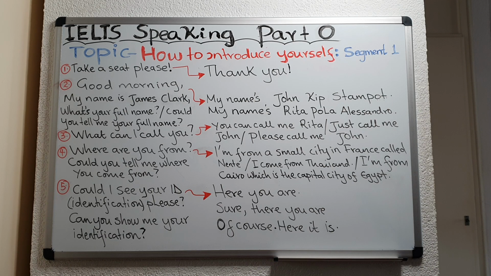Some people have two names. Some people have three names. If you have three names, the name in the middle, that is the second name, is your middle name, okay? So your first name is John, your middle name is Kip, and Stampot is your surname. Rita is your first name. What is your first name? My first name is Rita. What is your surname? My surname is Alessandro. And then Paula is your middle name, the one that is in the middle, okay?